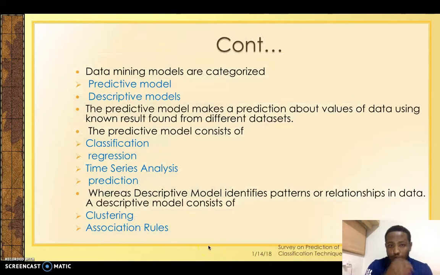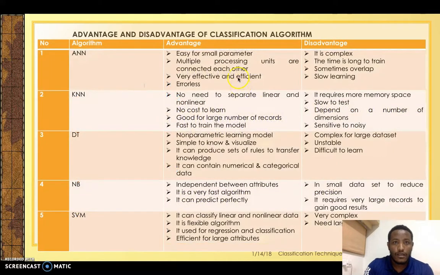This is known as knowledge, where data mining models are categorized as predictive and descriptive. Predictive data models make a prediction about the value of data using known results found from a different dataset. The predictive models consist of classification, regression, time series analysis, and prediction, whereas descriptive models identify patterns or relationships in data. This contains clustering and association rules.